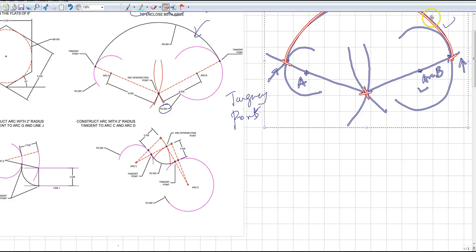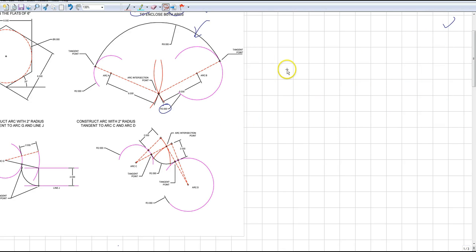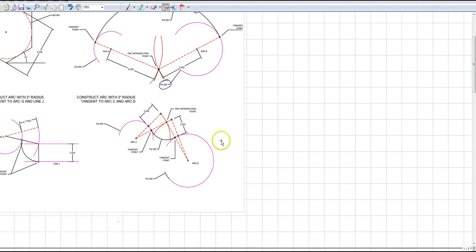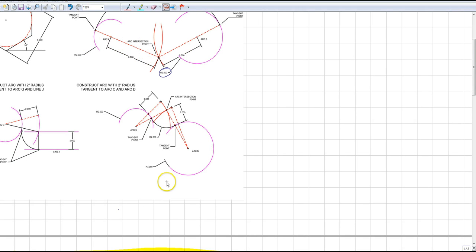So the process still remains exactly the same, but all these exercises are a little different, so that's why I'm doing it over here. This question is: construct an arc with radius of 2 inches, tangent to arc C and arc D. So this is arc C, this is arc D. Now if you see, the radius is a little different. In the previous exercise, it was going all the way from here till the outside. It was an enclosed arc. Now this one is going on the other side. It's going on the inside.